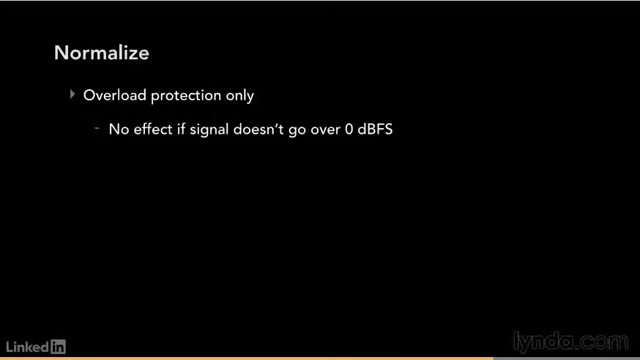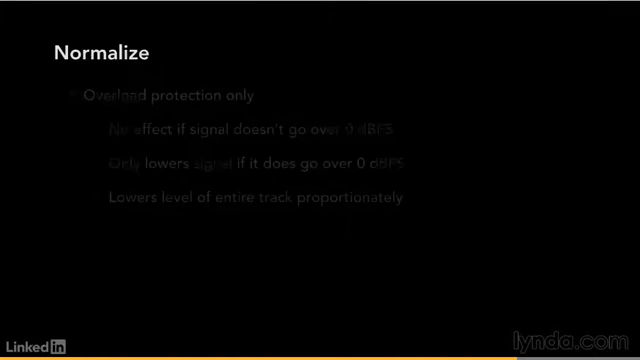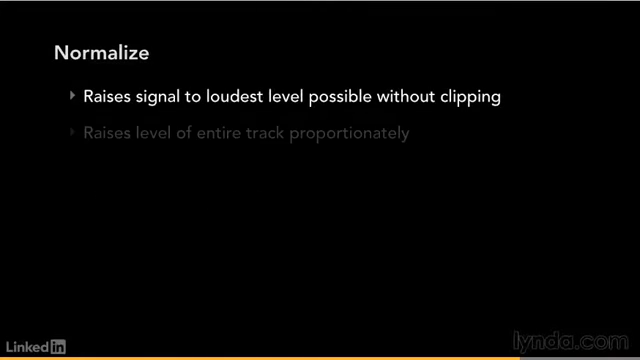When Normalize is set to off, this won't happen and your signal won't be altered. With overload protection only, the bounce signal will only be affected if the output signal clips or goes over 0 dBFS, in which case the normalize function will drop that signal down to the loudest level possible without clipping. This will drop the overall level of the entire bounced file proportionately. With normalize selected, the overall level of the bounced file will be proportionately raised to the loudest level possible without clipping, just like the graphic we looked at earlier.